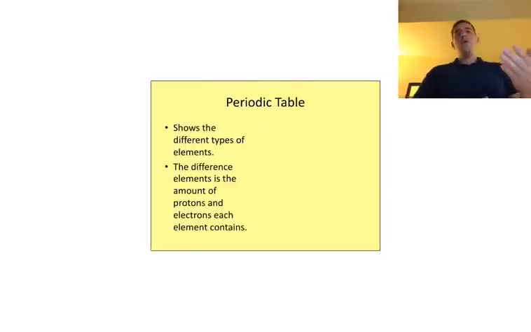Once again, the periodic table shows the different types of elements. There is a difference within the atoms. Different elements differ in the amount of protons and electrons within the atoms. For example, within a hydrogen atom, you're going to find that there's only one proton and one electron. Let me show you a picture so I can show you what I'm talking about.